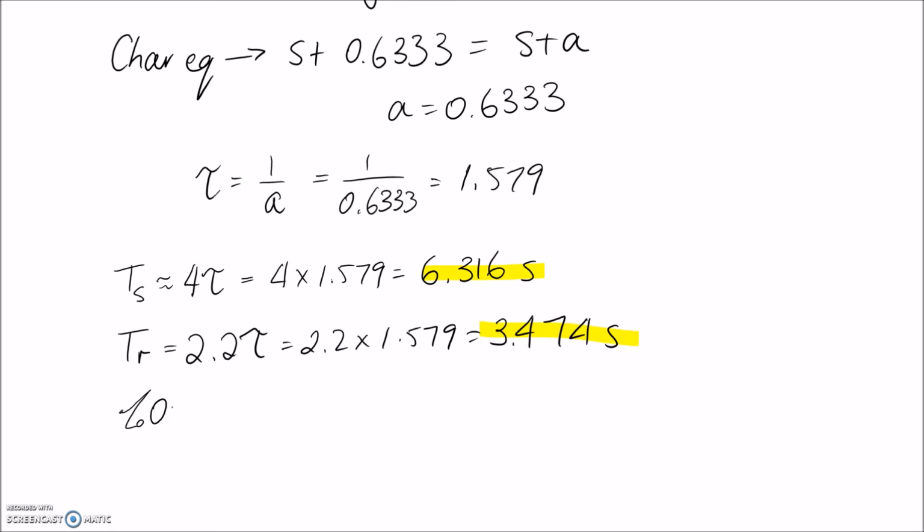And the last thing that it asked us was for the percent overshoot. And first order systems do not ever overshoot. So the answer is always going to be 0.